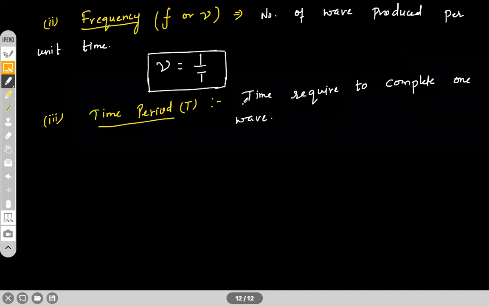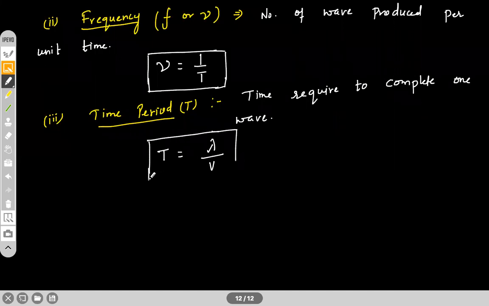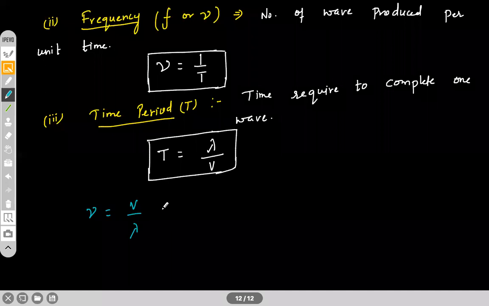In one wave, the distance traveled is the wavelength of that wave, that is lambda. So we can write time period T is equal to the distance traveled, that is lambda, divided by the velocity of the wave, this is v. So time is equal to distance by velocity. If we substitute this T over here, nu is equal to v by lambda.